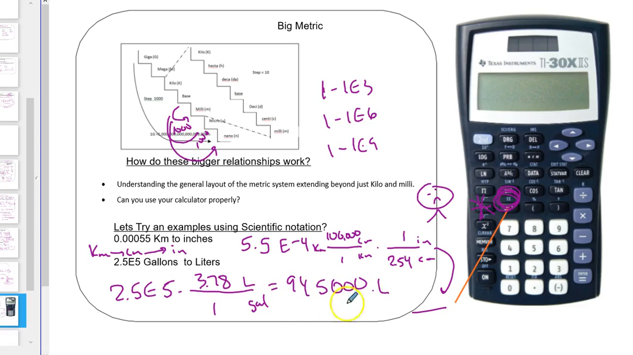So in scientific notation, it would be 9.4. I want 2 sig figs. That's going to round up to 9.5 e to the fifth. Okay. A couple examples there again of showing scientific notation. Thank you very much.